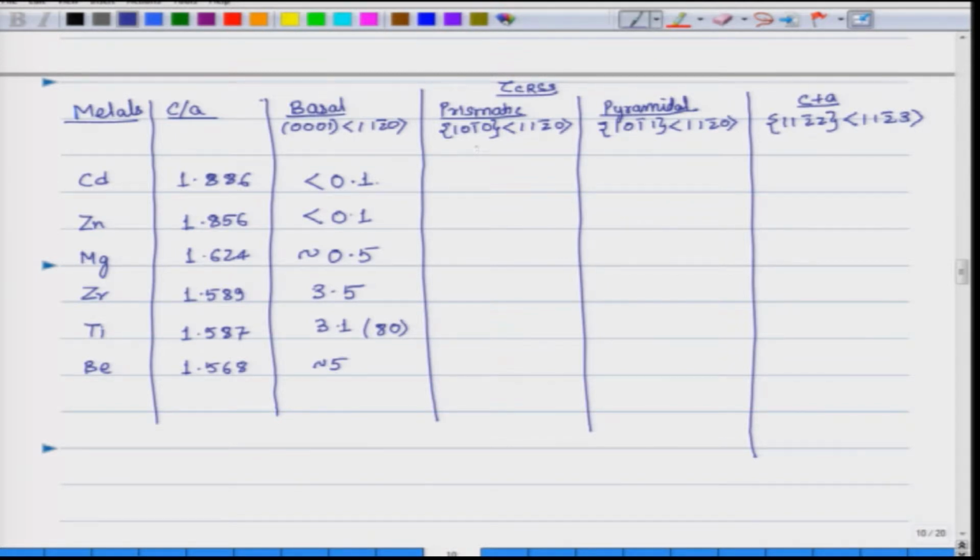Now, let us look at some of the other ones. Here all these data are not available. So, we will put only the data we have. Again, most of these values are from the two books which I mentioned earlier.